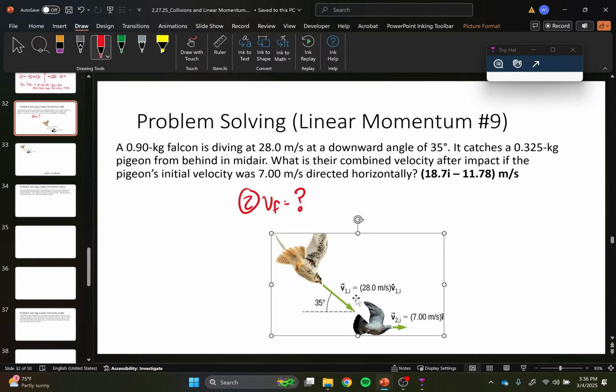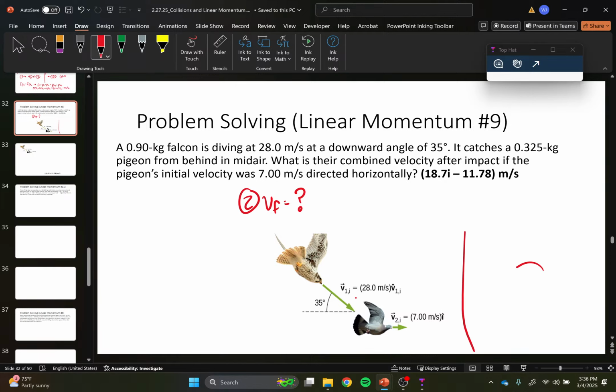So there's my beginning. And then my end, there's bird 1, there's bird 2. They're stuck together and they're moving. Great. You have to know that they get stuck together. If you don't know they get stuck together, you're never going to solve this problem. All right. And yeah, we're going to call them bird 1 and bird 2. It's way easier than saying falcon and pigeon a bunch of times.